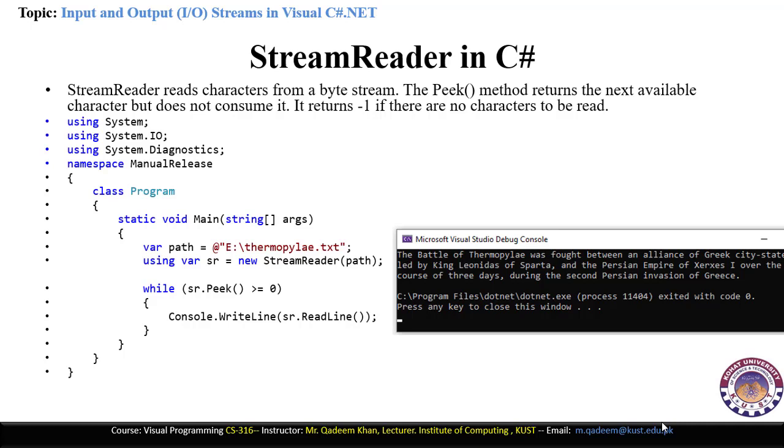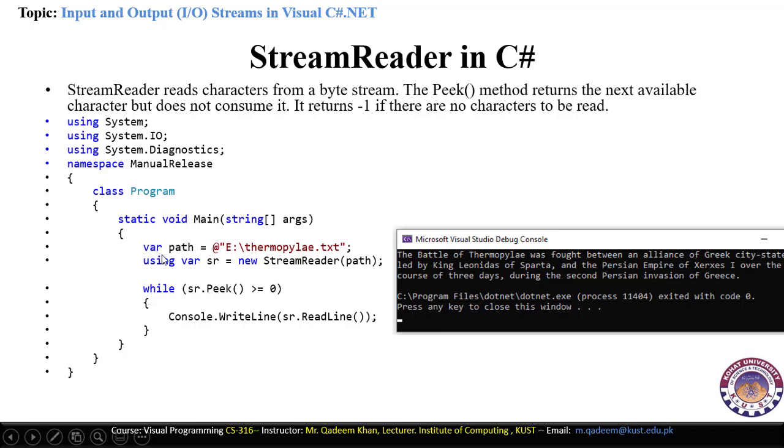Next is another example of the StreamReader. Here the StreamReader reads characters from a byte stream, and the Peek function, which is a method, returns the next available character but doesn't consume it. It only returns the next character but will not consume it until it returns -1. -1 is the termination condition of the Peek. So if it returns -1, that means there are no characters to be read.